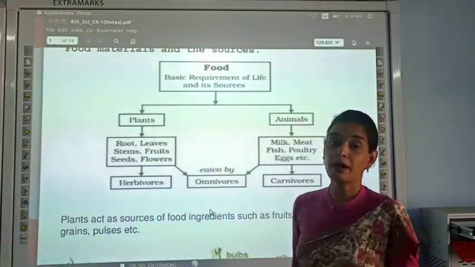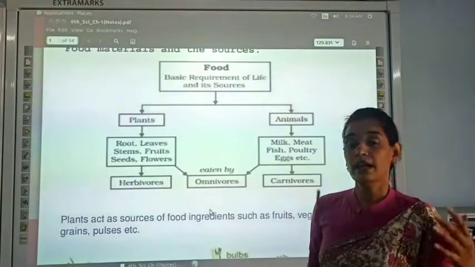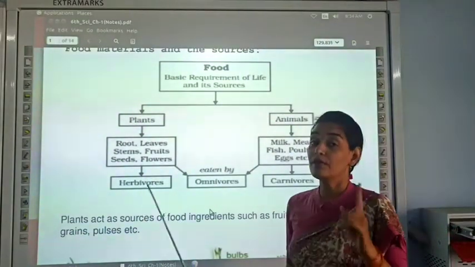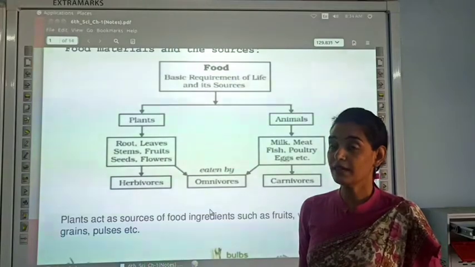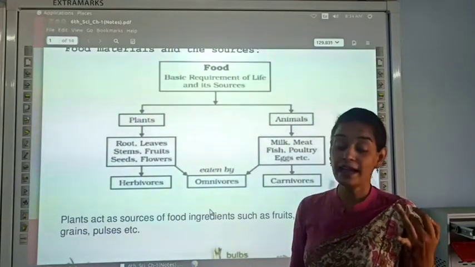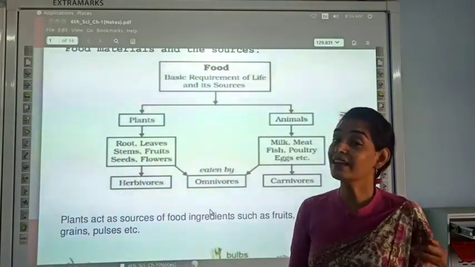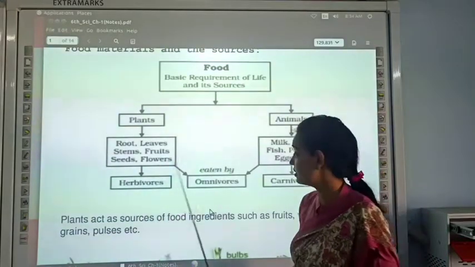They can eat their bark, they can eat their leaves, and so on. So what are the examples of herbivores? There are deer and rabbit and cow. These are herbivores.